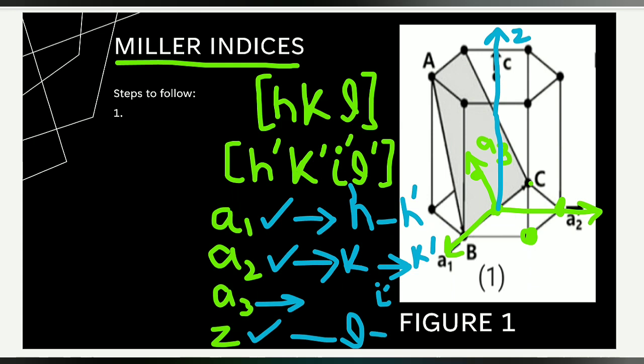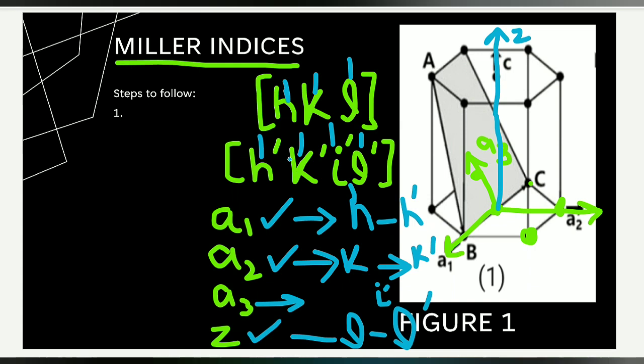Okay, and corresponding to L, you will get L prime. So now you know which coordinates or which axis lines will give us which of the index. The first index in Miller indices is for A1, second is for A2, third is for Z. In Miller-Bravais indices, first is for A1, second is for A2, third is always for A3, and fourth is always for Z. So this order matters, and you have to write down those indices in that order.